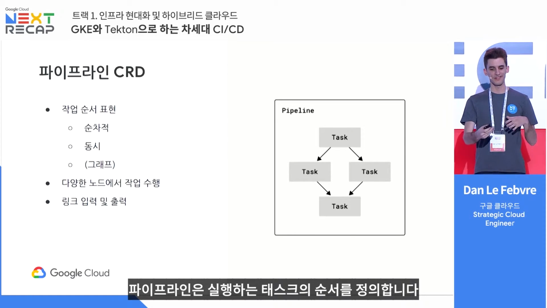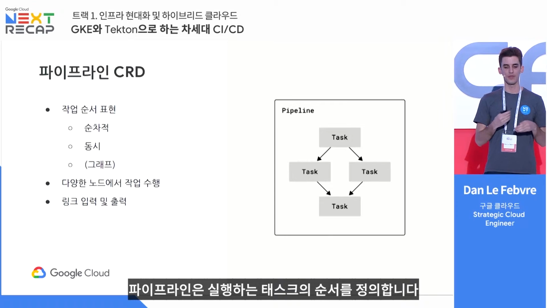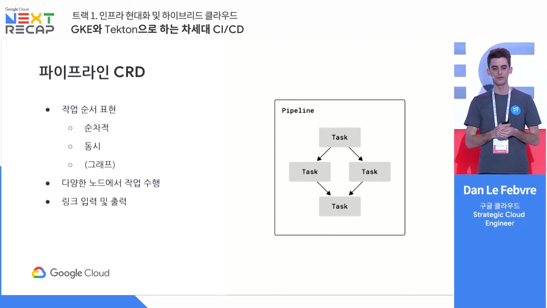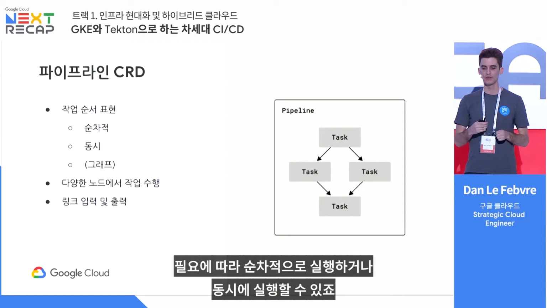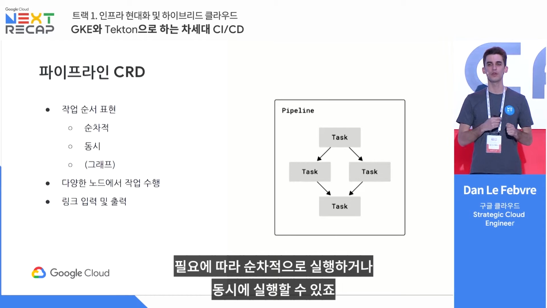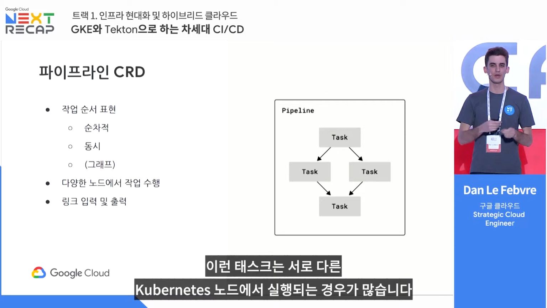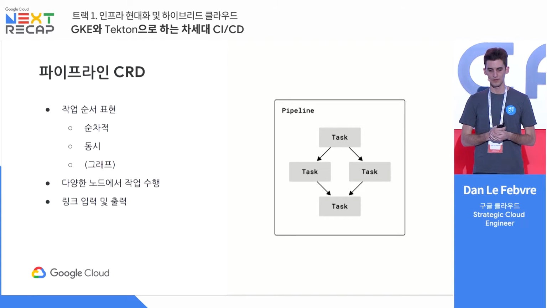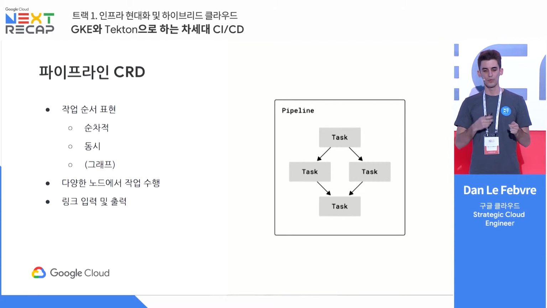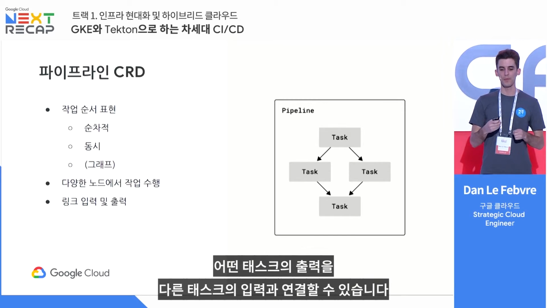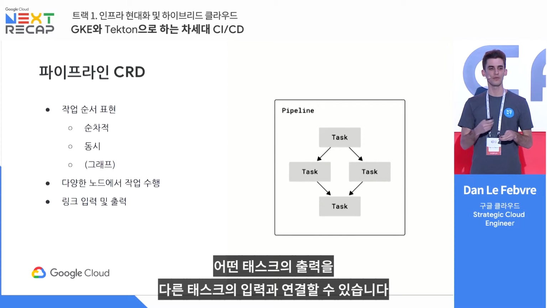Pipelines let you express the order in which these tasks run. You can run them sequentially, concurrently, whenever you need. And often these tasks will run on different Kubernetes nodes. With pipelines, you can connect the outputs of one task with the inputs of another.